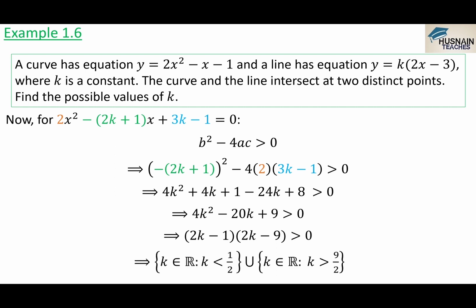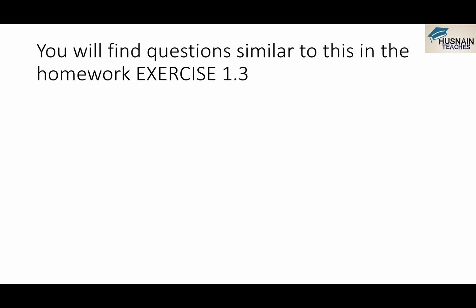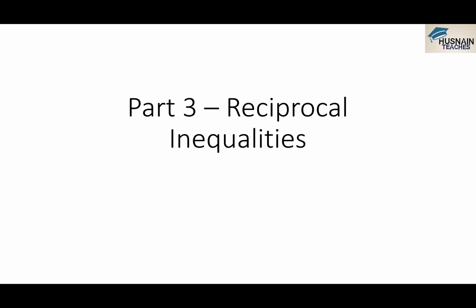And you should realize, since this is greater than 0, we're going to have the arms of the quadratic, if you like. And so we're going to have two disjoint sets. And so we need the union of these sets. One of them contains all the real numbers less than a half, and the other set contains all the real numbers greater than 9 over 2. Again, remember to try the exercise questions to consolidate this work, but we'll move on to the final part of today's lesson.